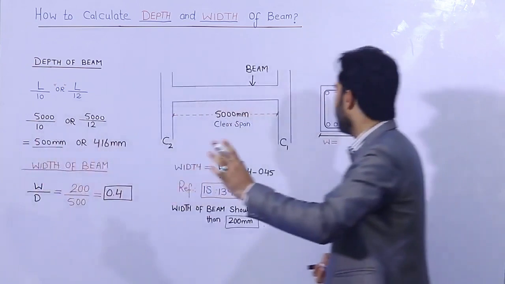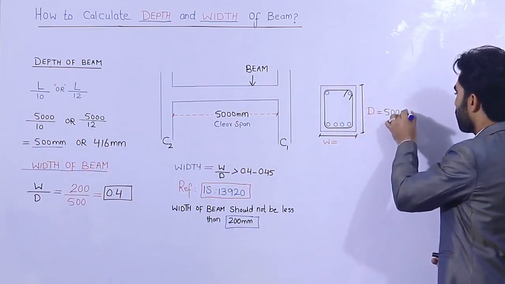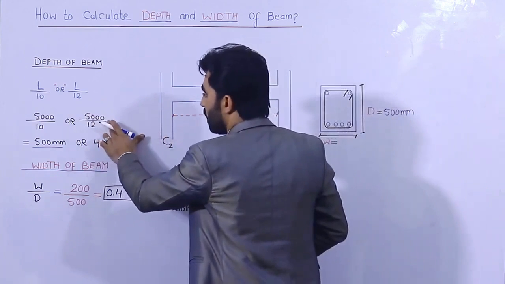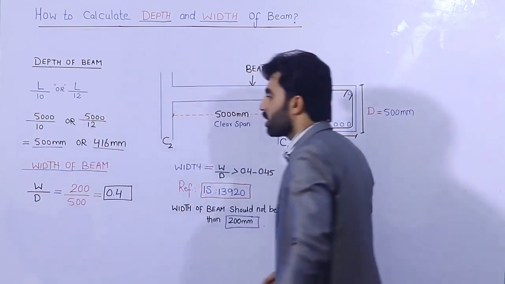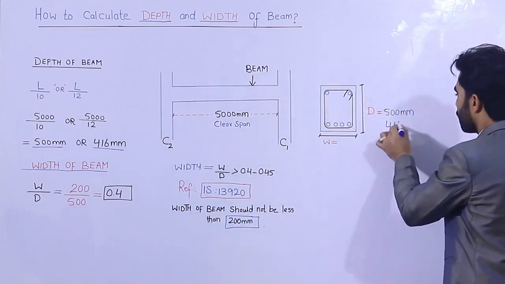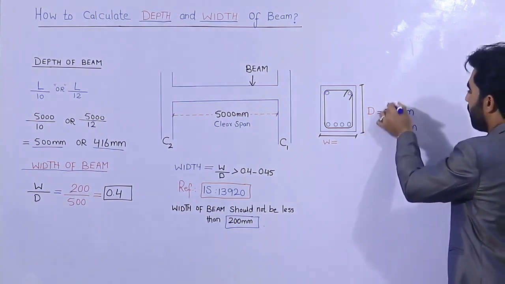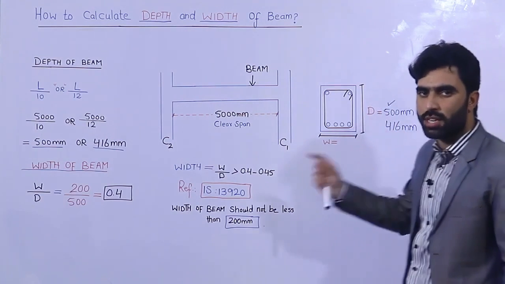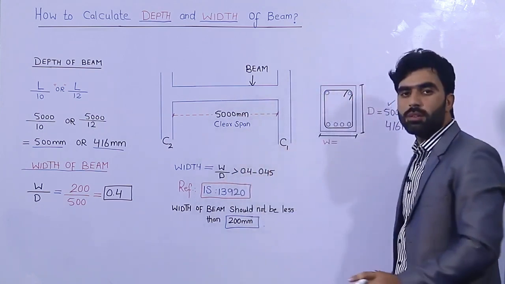So the depth of the beam should be 500 mm. This is the depth of the beam. Or L divided by 12, where L, the clear span, is 5000, divided by 12, so we require 416 mm. So you can take any one of them. But 500 is better than this one, because factor of safety is very important in civil engineering, especially for any kind of structure. So this is the formula to find out the depth of the beam.